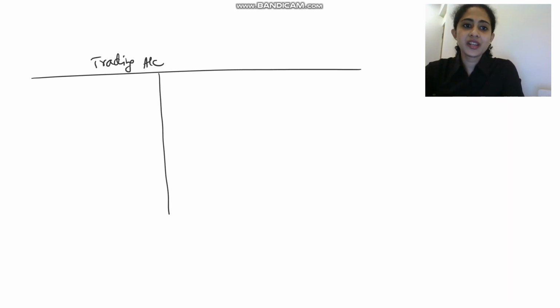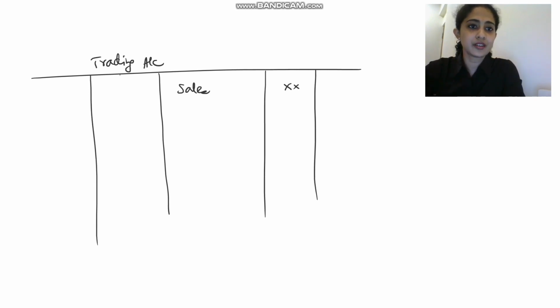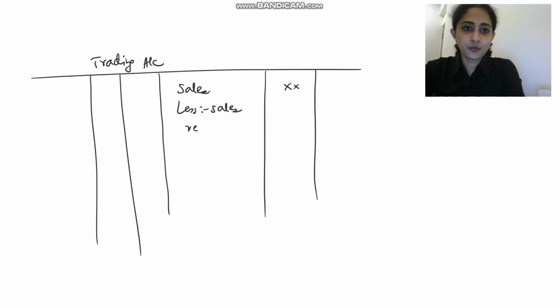Suppose I have a trading account where I have been given some sales. I've been given all figures pertaining to the trading account, and with regard to sales, I have sales as well as sales return. I have to draw two columns as usual, inner and outer. So I will do sales less sales returns. This is the way I will have to show. I will deduct this in the inner column, and in the outer column I will write the net sales.